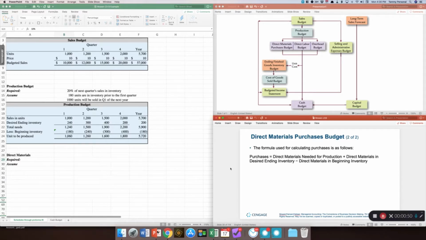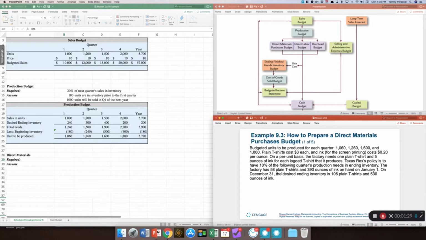So, just like with the overall production, not only do we need to have finished t-shirts left over in inventory, we also need to make sure that we have enough materials in inventory that we can make what we need, and so that we have a little bit of slack. So just like normally, we need to purchase everything that we need for what we're making, plus what we need in ending inventory minus what we had in beginning inventory. So this should all start looking pretty familiar to you. Okay, and here's our story.